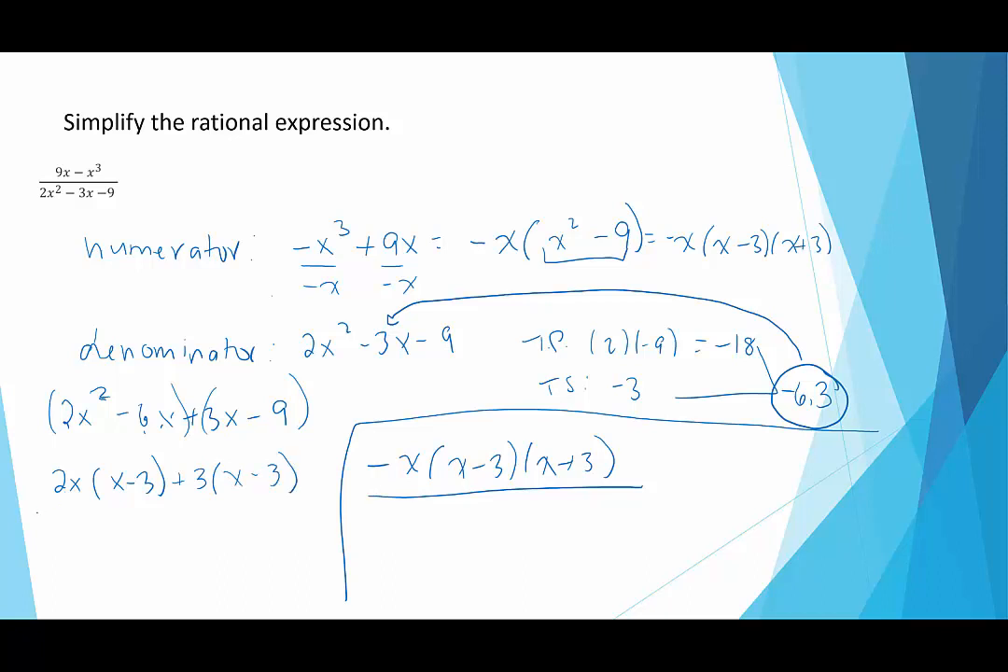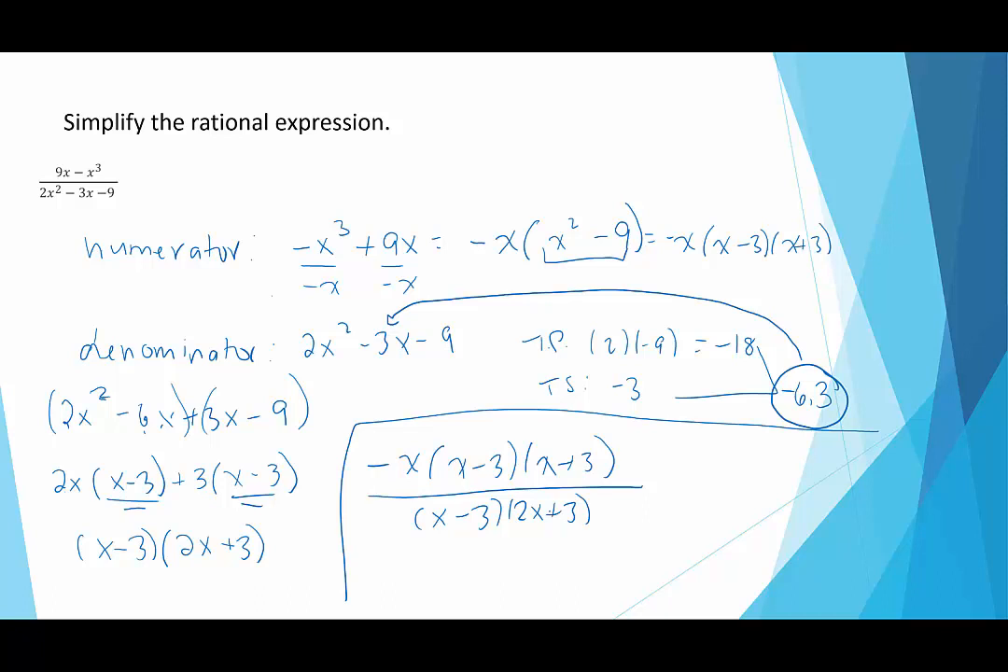And now I have 2 terms. Do those 2 terms have a greatest common factor? Yes, they both have this x minus 3. So I end up with x minus 3. And what's left from the first term? 2x. What's left from the second term? Plus 3. So that's my denominator. I'm going to write that as x minus 3 times 2x plus 3.